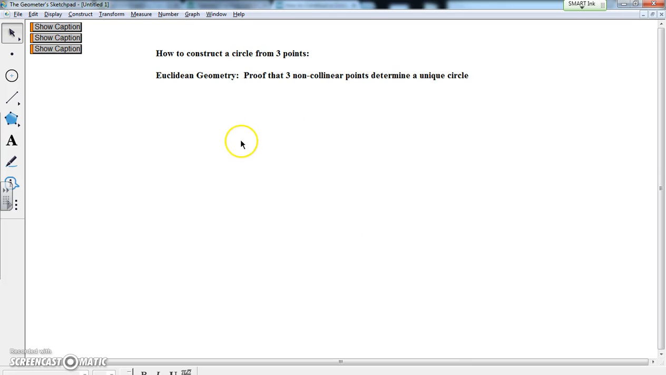And this is actually part of what we would have been doing if we were doing a proof in Euclidean geometry, the proof that 3 non-collinear points determine a unique circle. So what we're doing is I'm going to draw 3 random points. And the first thing I'm going to do, I'll go ahead and label them A, B, and C, is I'm going to draw 2 lines that connect all 3 points. So I'm going to connect A and B to C.